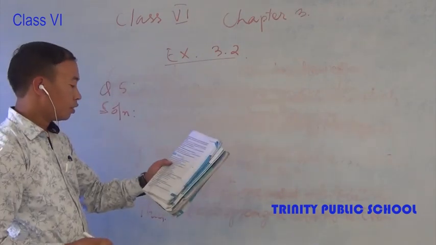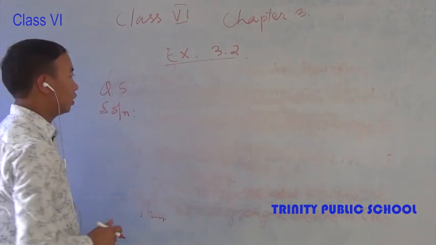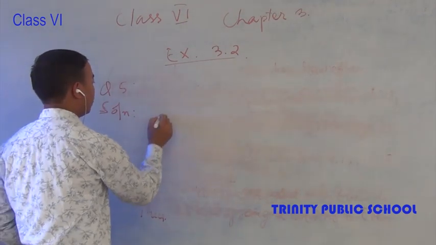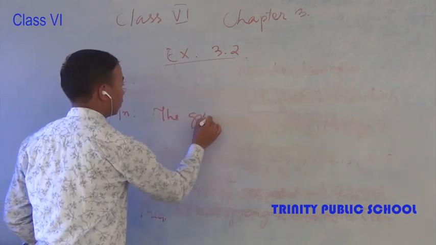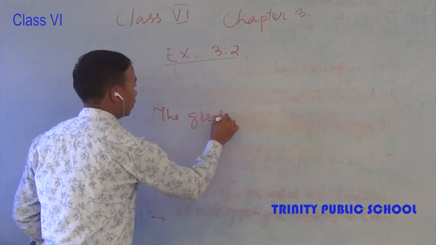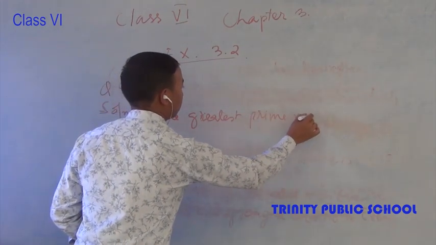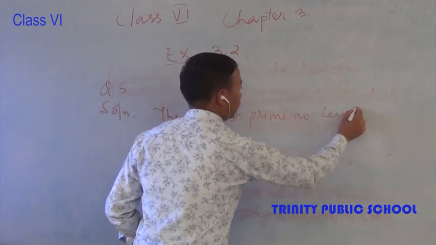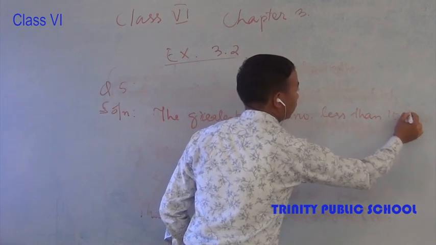Question number 5 is very easy. The question says, what is the greatest prime number between 1 and 10? It's very easy. The greatest prime number less than 10 is 7.